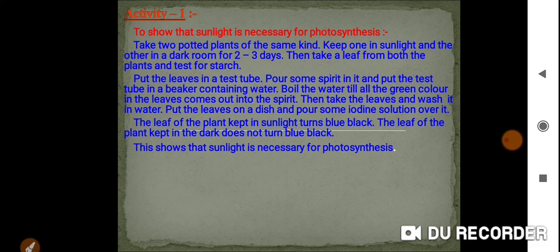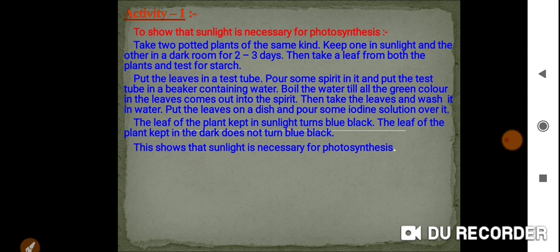Are you getting my point? So whether it is rice or bread, it contains starch. Nothing but sugar, nothing but glucose. So here also we are testing for the starch, to see in which leaf it is present, whether in the pot kept in the dark room or the one in the sunlight. That is what we need to confirm.